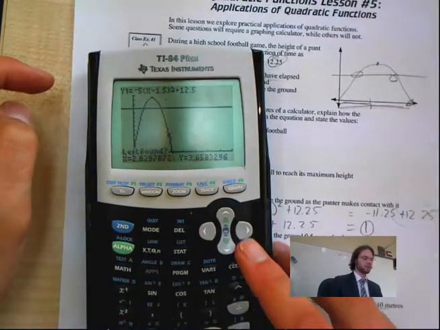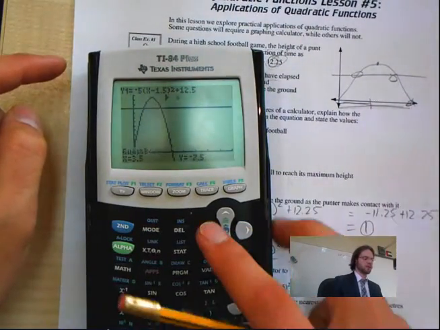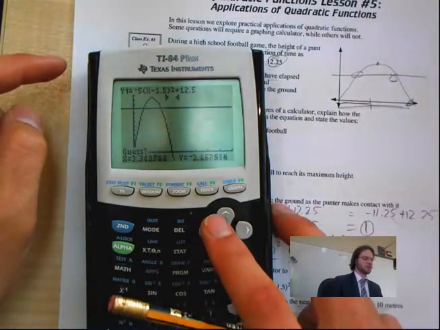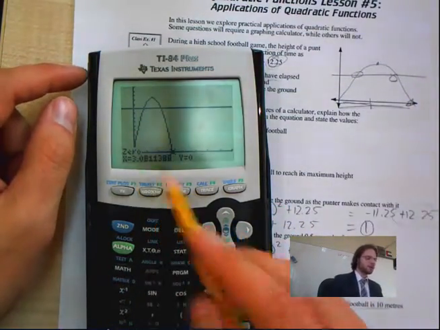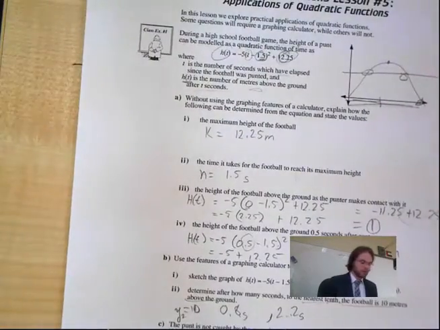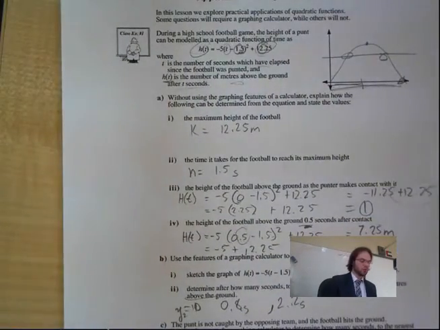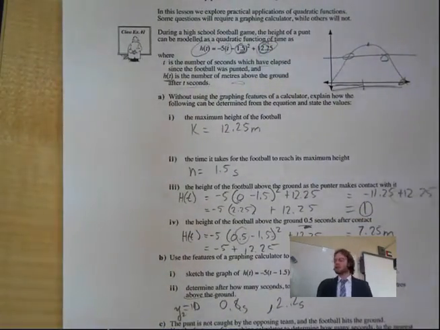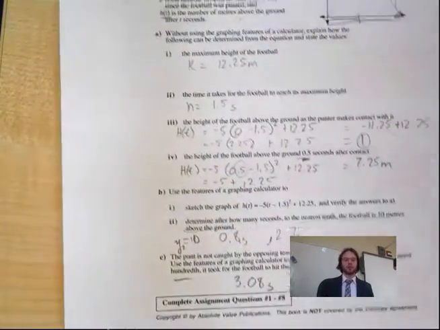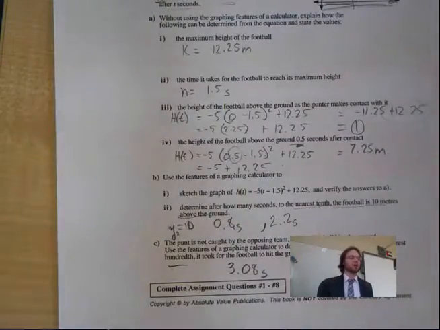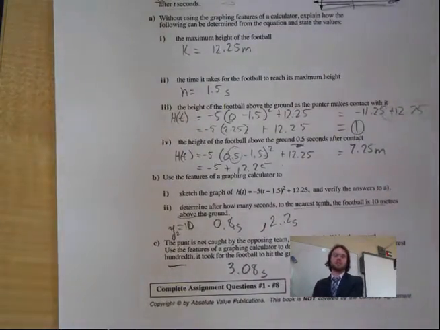So we want left bound, right bound, and my guess is going to be right there. I get it takes 3.1 seconds, or to the nearest hundredth, 3.08 seconds. So it's pretty much the same thing as what we were doing this whole time, except now we're applying it to word problems. So I'll see you tomorrow as we tackle these questions together. Good luck.